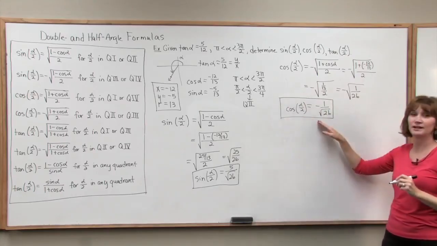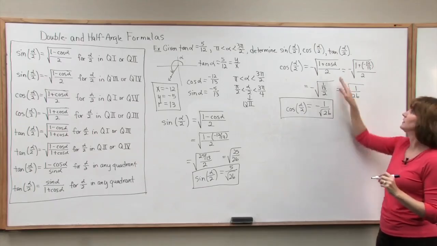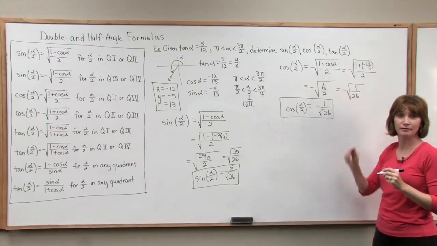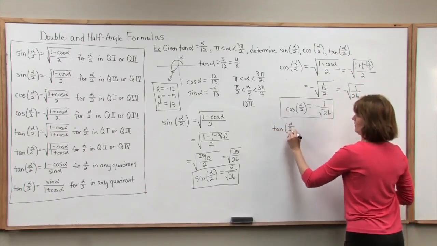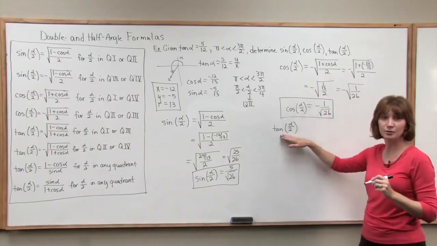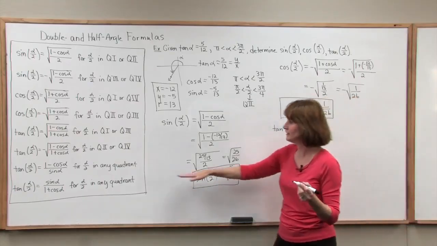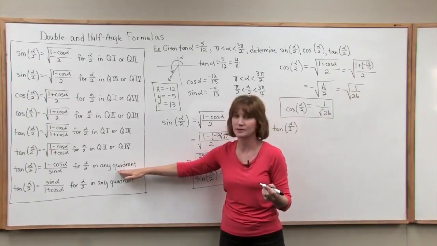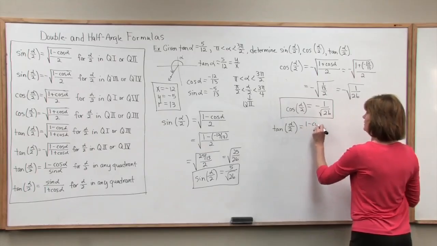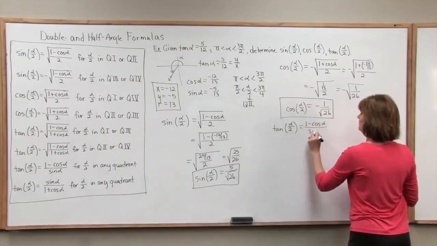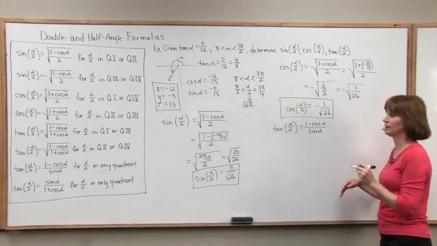So now we found the cosine of alpha over 2. Last, let's find the tangent of alpha over 2. Well, since we have a choice of identities, let's use one where we don't have to choose whether it's positive or negative. Let's use this one, 1 minus cosine alpha over sine alpha, and then plug in our values.